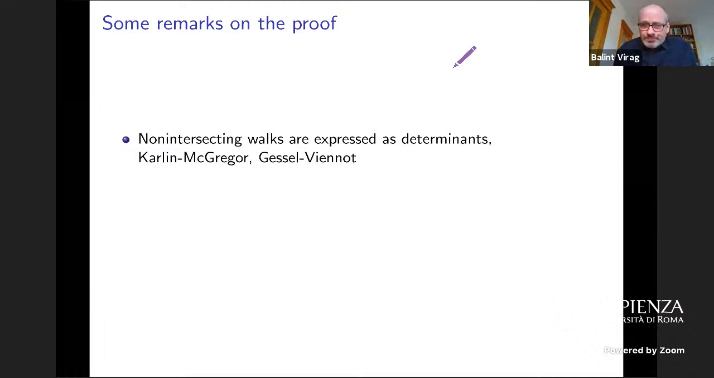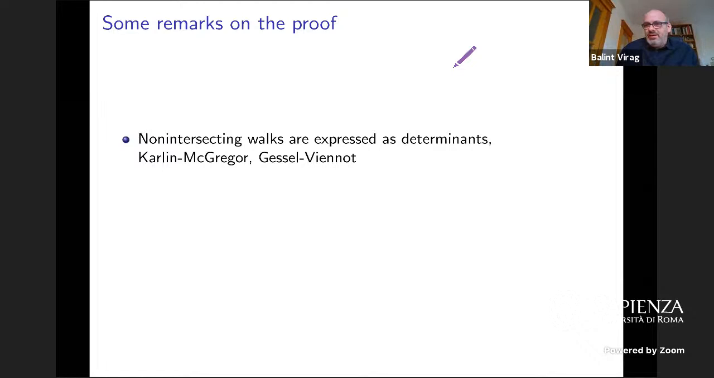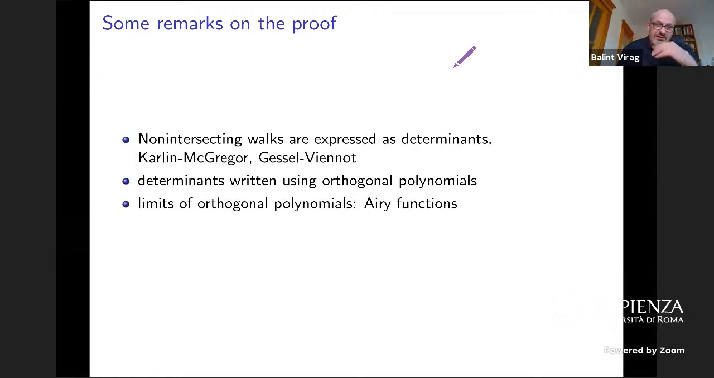So some remarks. Okay, so this is how you define this object. Let me just give you a few remarks about how this Airy line ensemble thing is. So when you do non-intersecting random walks, you're all familiar with the Karlin-McGregor theorem, that they can be understood through determinants. And these determinants you can often write as orthogonal polynomials. And then when you take limits of orthogonal polynomials, they become Airy functions, especially at their edge, at their last zero. So that's where the Airy process comes from.